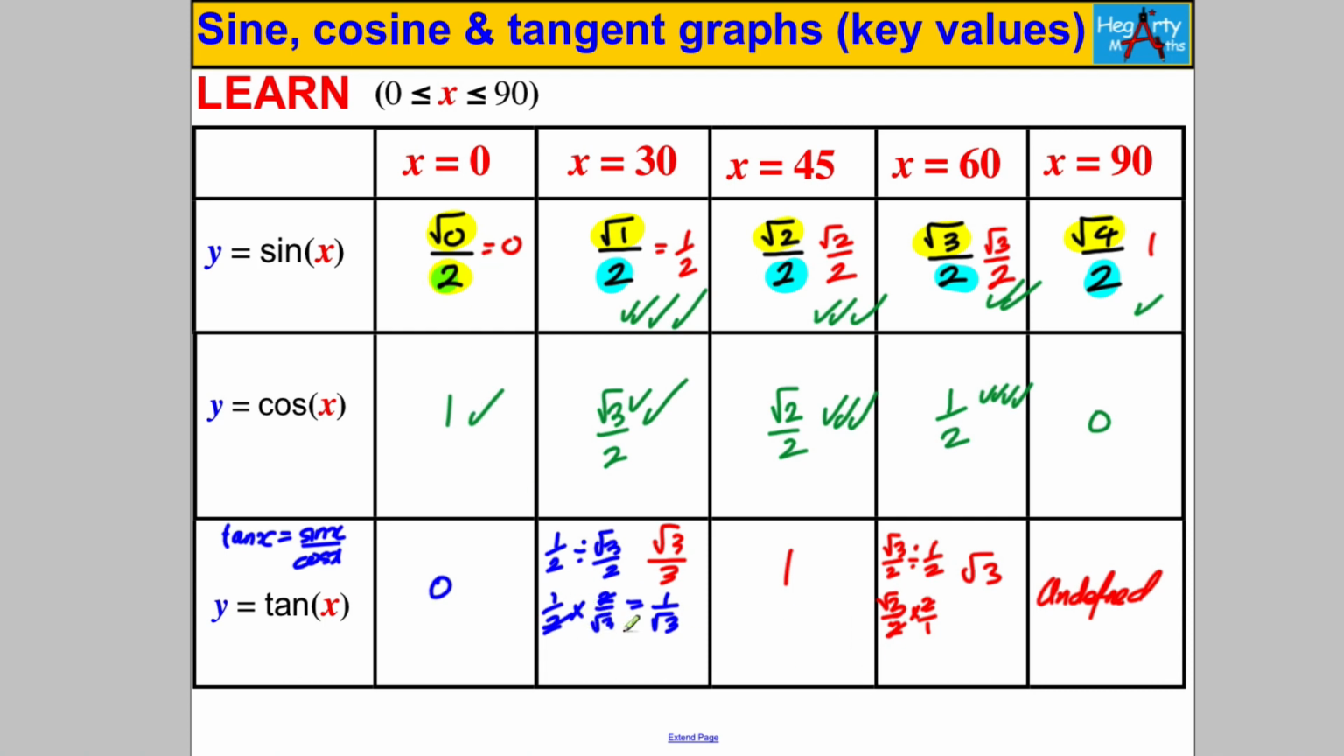Sometimes you may need a bit of working. After you've written out this table a few times, basically it'll be in your head. I don't even work these out anymore. I just know straight away. If someone says to me cosine 60, I know it's a half. If they say cosine 30, I know it's root 3 over 2. And you need to get yourself to that point eventually.